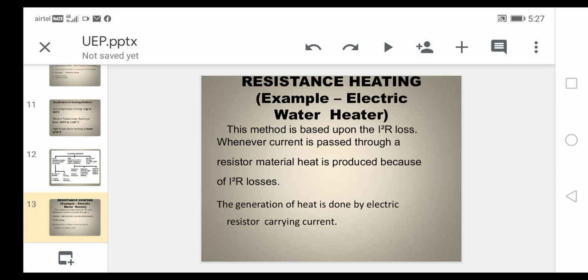We already know that whenever you have a higher resistance element, the resistor opposes the current, so more heat is produced.